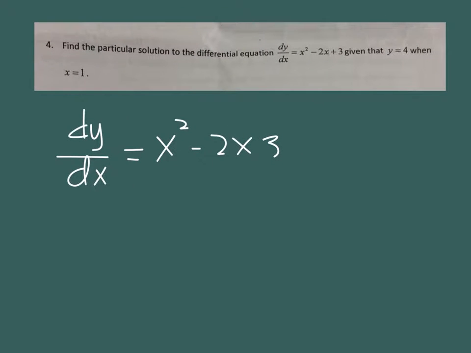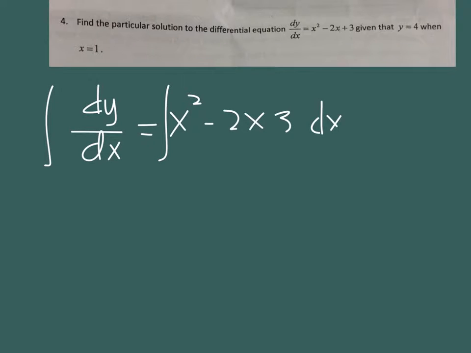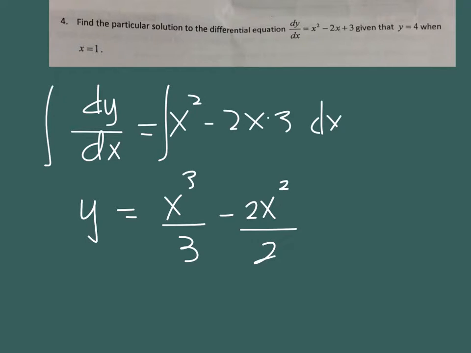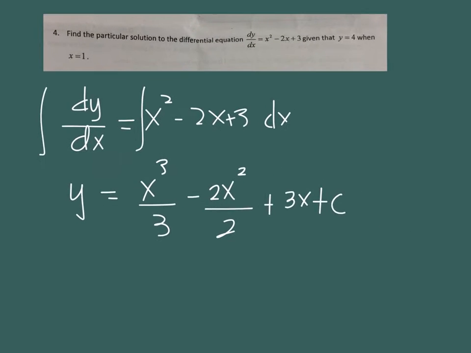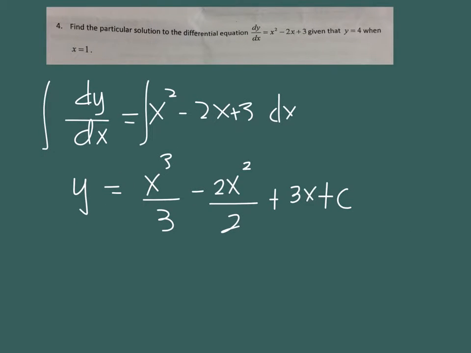dy over dx is x squared minus 2x plus 3. A variation of the step: you can go straight to integrating, and then just add the dx, so integral sign and the dx. When you integrate dy over dx, it becomes y. What is the integral of x squared? x cubed over 3, minus 2x squared over 2, plus 3x plus c. Okay?